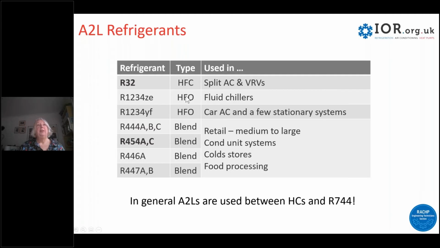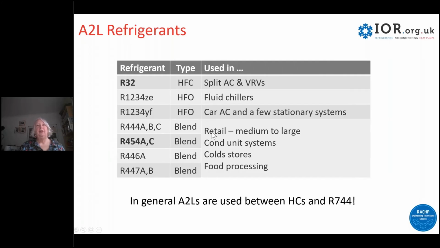1234ZE and YF are both HFOs. I'll explain what that means later on, but they're used in things like fluid chillers, car air conditioning, and some other stationary systems. And then we've got a whole range of A2L blends. The most commonly used at the moment are the 454A and C.